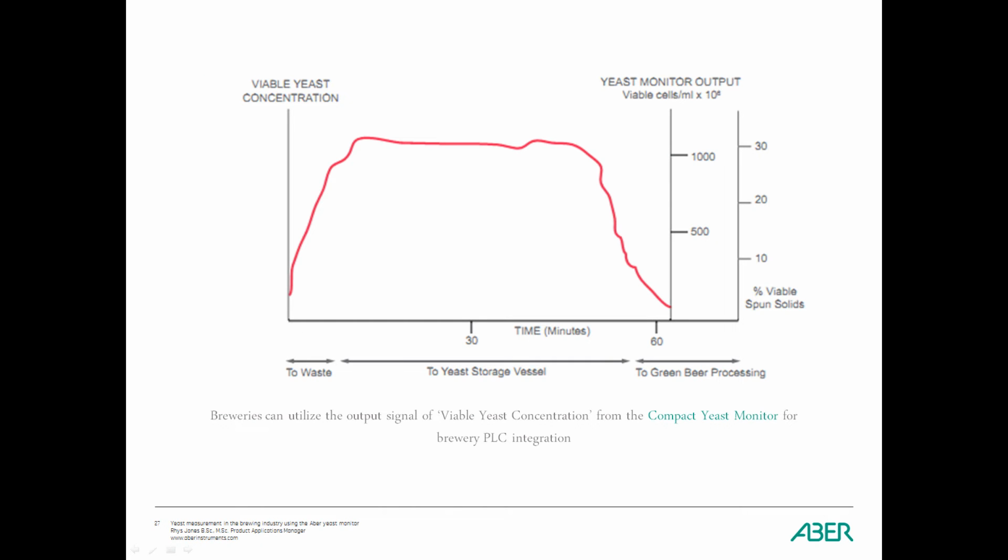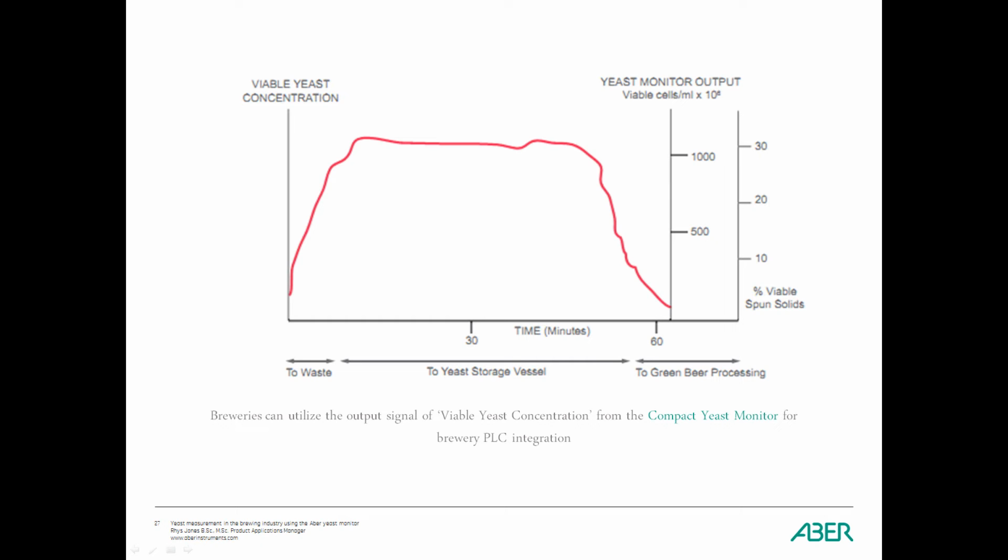Here we can see a representation of what one might expect to see on the PLC during a typical crop. As previously mentioned, once the cropping begins, the concentration of live cells will be relatively low, and thus the PLC can divert this yeast off to waste.